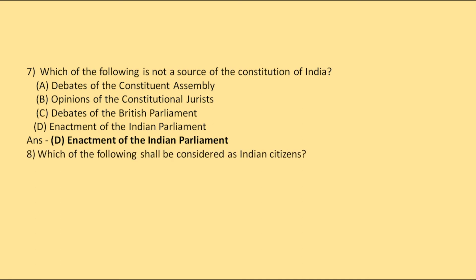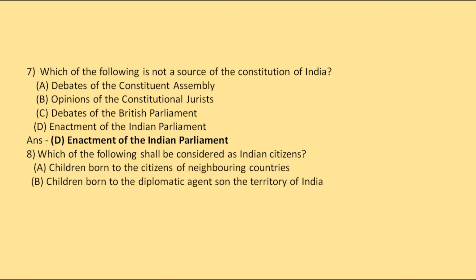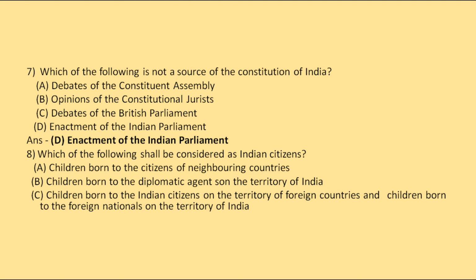Then, which of the following shall be considered as Indian citizens? Children born to the citizens of neighboring countries, children born to the diplomatic agents of the territory of India, children born to the Indian citizens on the territory of foreign countries, and children born to the foreign nationals on the territory of India, or none of the above. So the correct answer will be none of these.